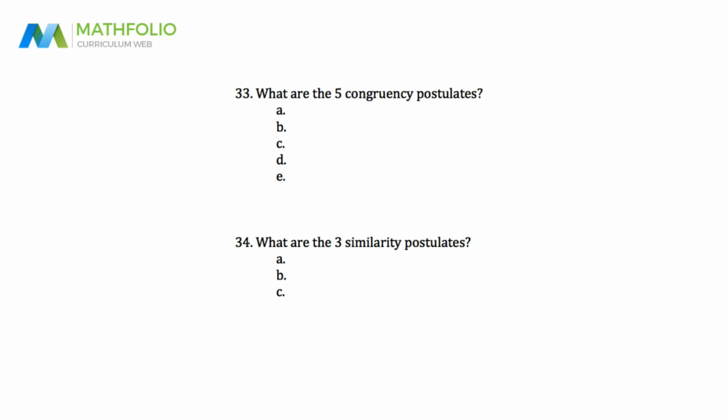Okay, number 33 and number 34, I put them both together. These are just asking us for the postulates that we need to remember. When we're dealing with congruency postulates, they are different to the similarity postulates. The congruency postulates are side, side, side; side, angle, side; angle, side, angle; angle, angle, side; and hypotenuse leg. We do not want to remember the donkey rule, which is angle, side, side, which does not prove congruency.